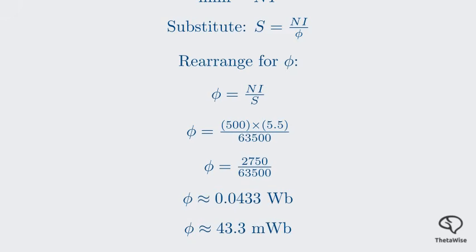0.0433 Webers. The problem asks for the answer in milliwebers as well. To convert from Webers to milliwebers, we multiply by 1,000, which gives us 43.3 milliwebers. Either answer is correct, but the textbook provides 43 milliwebers as a rounded value.